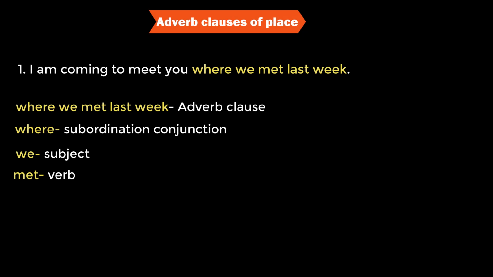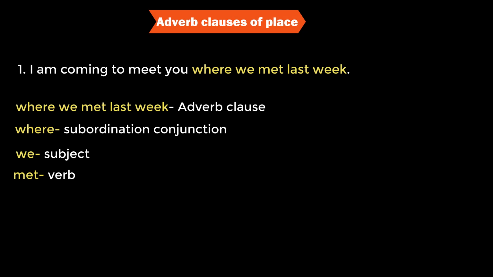So it's a clause. This adverb clause is giving information about the verb coming. It is telling us about the place of the action. Where is the action happening? I am coming to meet you. Where? The moment you ask the question, where am I coming to meet you, you get your adverb clause, where we met last week. So where we met last week is an adverb clause of place that is giving us information about the place of the action.